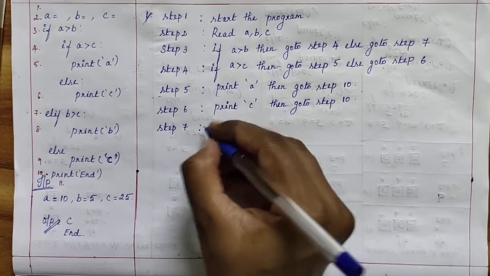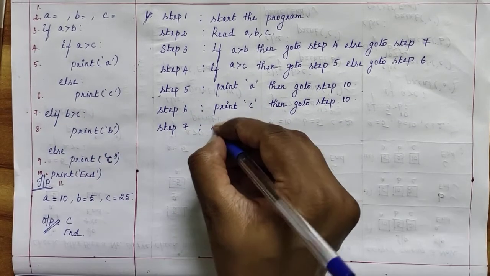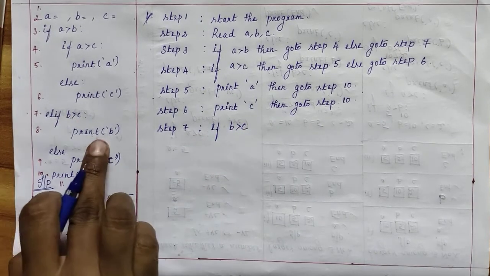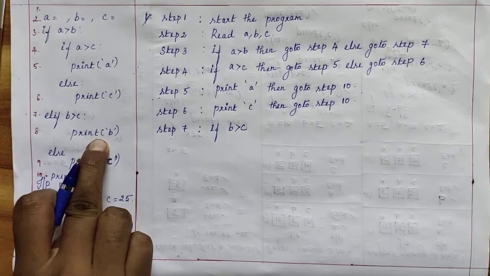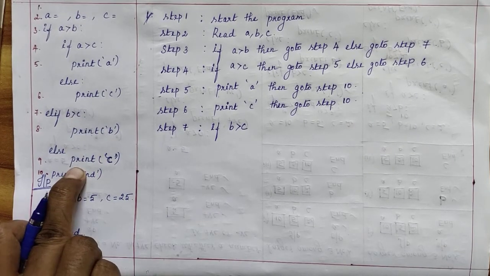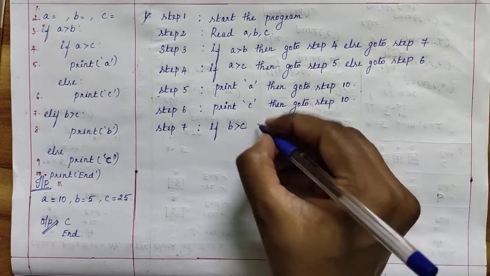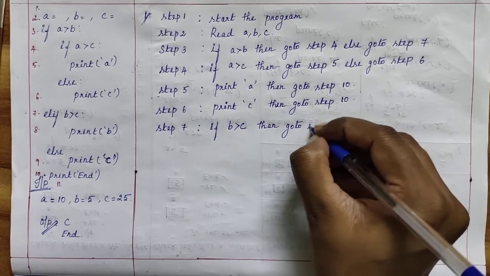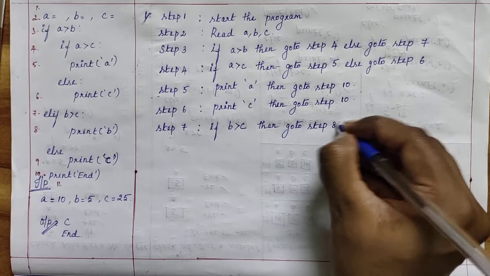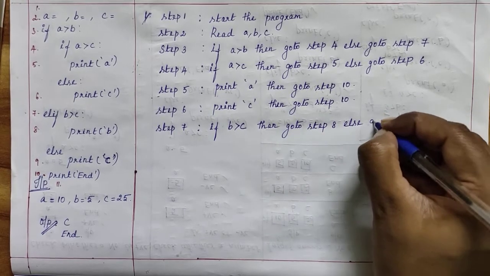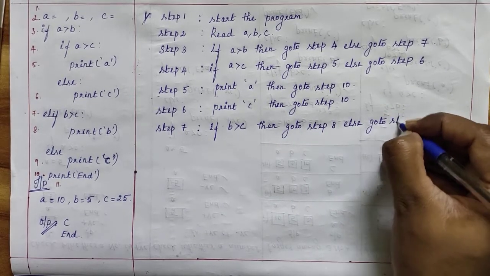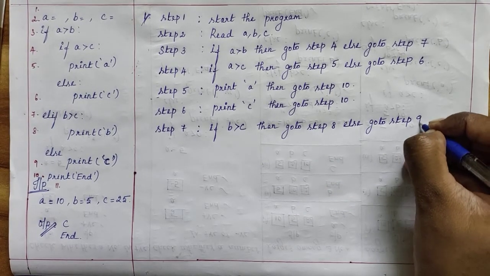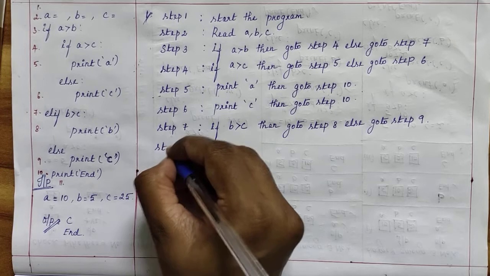Okay, and then step number 7. So what is this? Elif, right? So if B greater than C. If this condition is correct, we have to go to step number 8. If this condition is false, we have to go to step number 9. So if B greater than C, then go to step 8, else go to step 9, and then step 8.